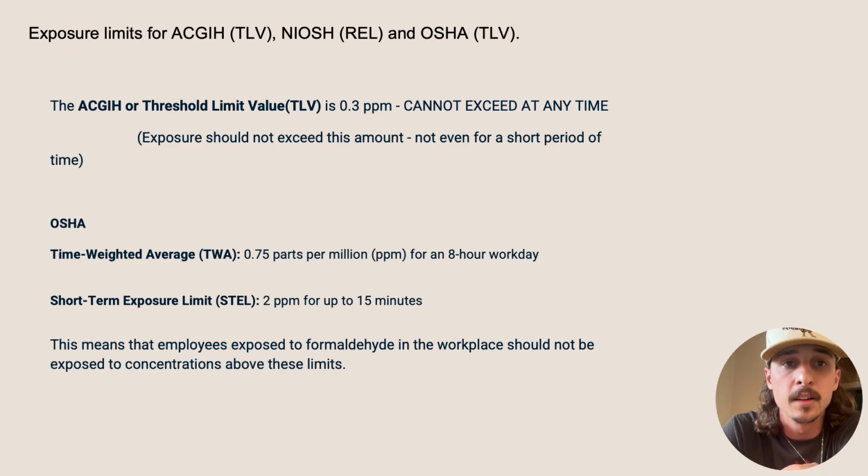OSHA sets a PEL, which is a permissible exposure limit at job sites and in the workplace. The time-weighted average is 0.75 parts per million for an 8-hour workday. The short-term exposure limit is 2 parts per million for up to 15 minutes. One should not exceed any of this, even for a short period of time. This means that employees exposed to formaldehyde in the workplace should not be exposed to concentrations anywhere above these limits, legally.